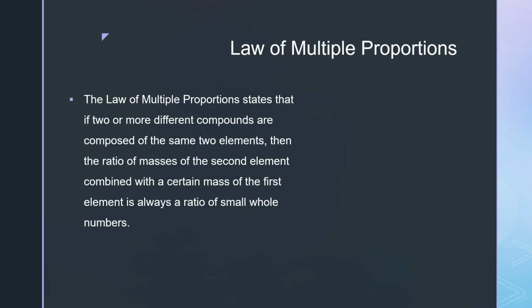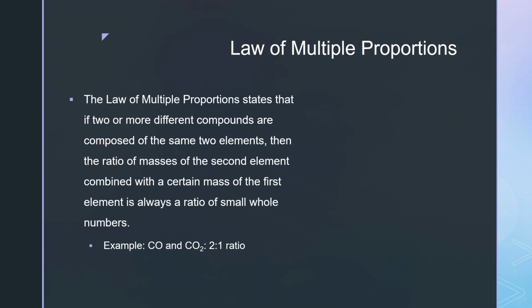All right, so let's look at the last law that we have. It's the law of multiple proportions. And it says the law of multiple proportions states that if two or more different compounds are composed of the same elements, then the ratio of the masses of the second element combined with a certain mass of the first element is always a ratio of small whole numbers. All right, so let's take a look at an example for this.